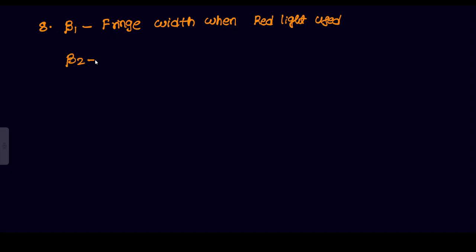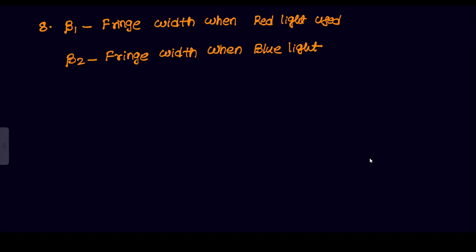Next, beta 1 is the fringe width when a red light is used, and beta 2 is the fringe width when some other light, let us say blue light, is used. Then here you see this thing.